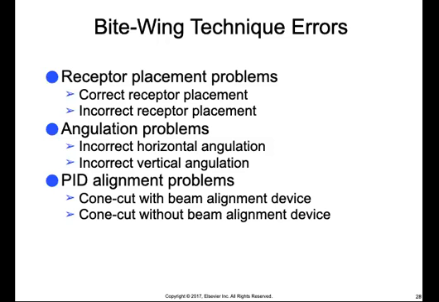Okay, so bite wing technique errors, just as errors in the periapical technique may result in non-diagnostic images, errors in the bite wing technique may also result in images that are non-diagnostic. Bite wing technique errors include problems with receptor placement, angulation, and beam alignment. So with receptor placement, we'll talk about correct receptor placement as well as incorrect receptor placement. Angulation problems, so we'll talk about incorrect horizontal and incorrect vertical angulation, as well as some PID problems with an alignment device and then without an alignment device.